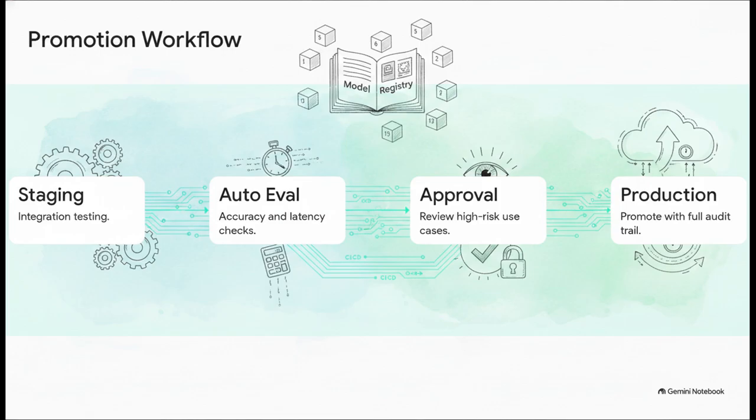It moves the model from staging, where all your integration testing happens, right through to automated evaluation to run checks on accuracy and latency. Then, depending on the risk level of the model, the registry can actually pause the workflow for mandatory human approval. Only then is it finally promoted to production, complete with an immutable audit trail. And the best part is that this entire journey is seamlessly tied together using standard CI/CD triggers.